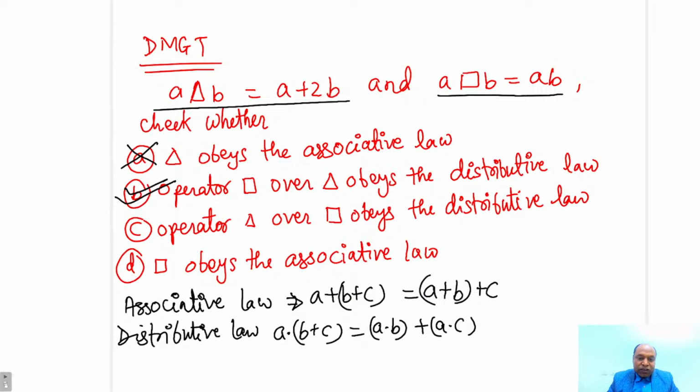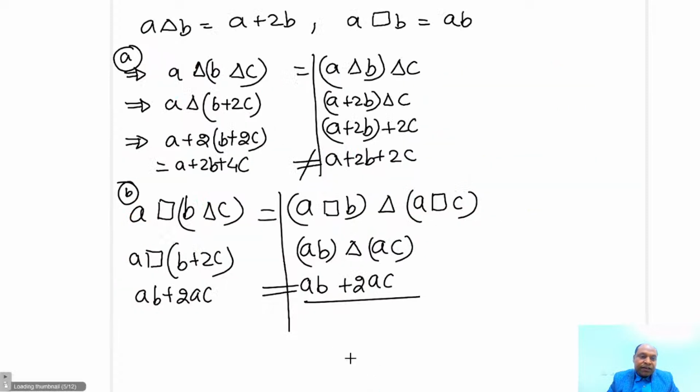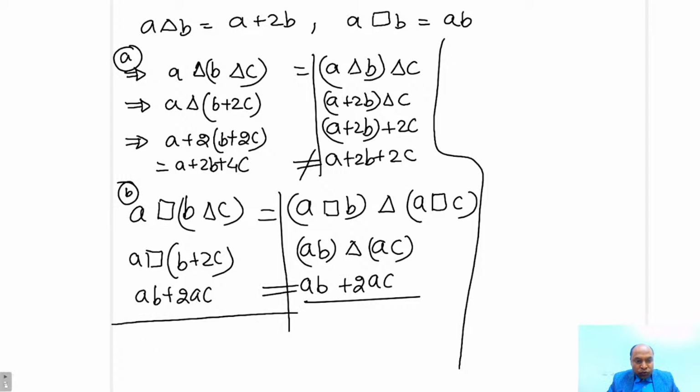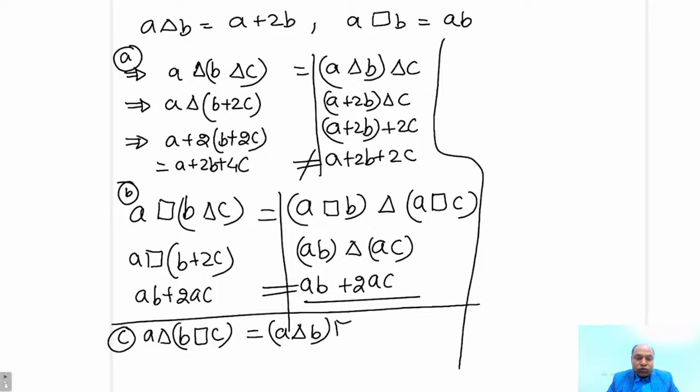Now just check this particular option C. So let's try to check option C again. The operator is only changing. So whenever the operator is only changing, that means what? Option C says that A angle (B square C) will be equal to (A triangle B) square (A triangle C). Let's try to check it out. So A triangle B plus 2C I will get. That means AB plus 2AC.